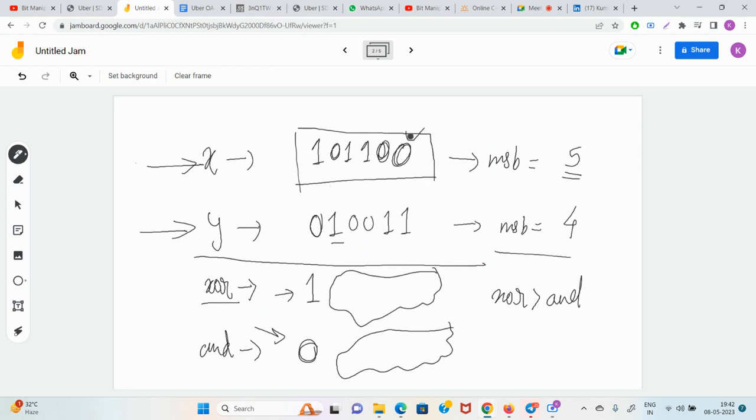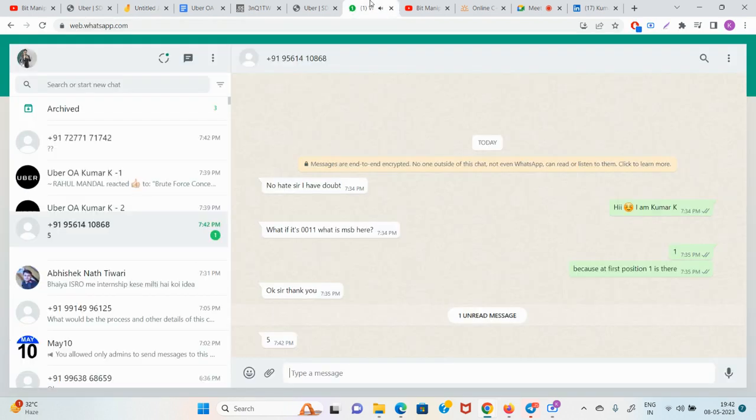It will be what? 0, 1, 2, 3, 4, 5. 5 is the MSB, the leftmost position where 1 is coming.